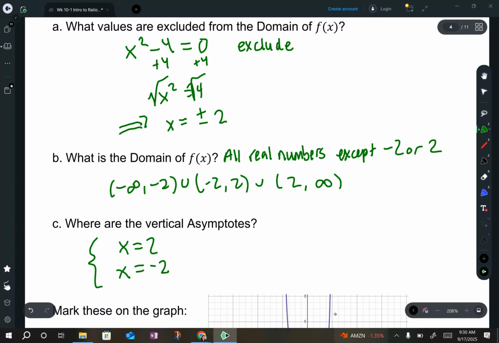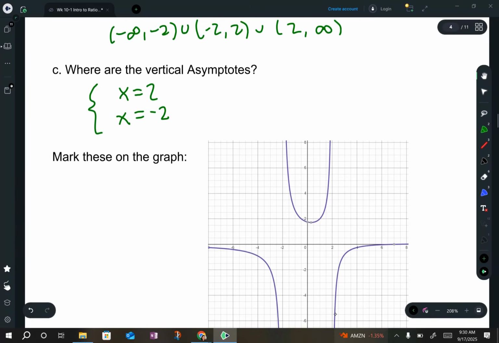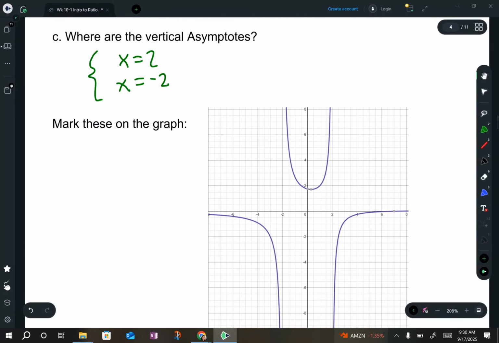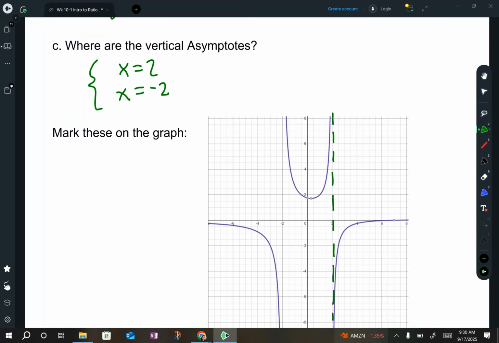All right, so let's go ahead and mark these vertical lines on our graph. Here's our function that we are graphing. I just used Desmos to graph it. And you can see the vertical asymptotes here at 2 and -2. It doesn't cross. So let's just draw them in as dashed lines. So there's x equal to 2. And you can see the function gets really close on both sides, but never crosses it.